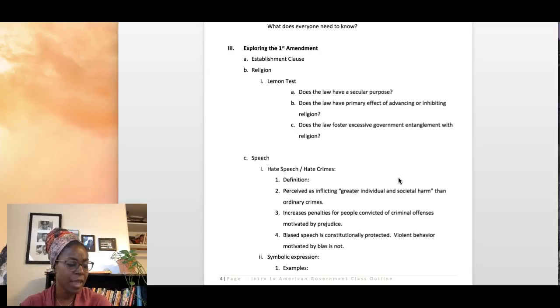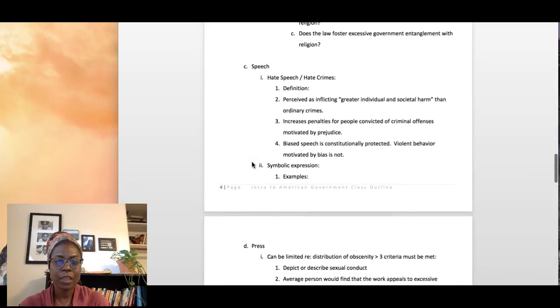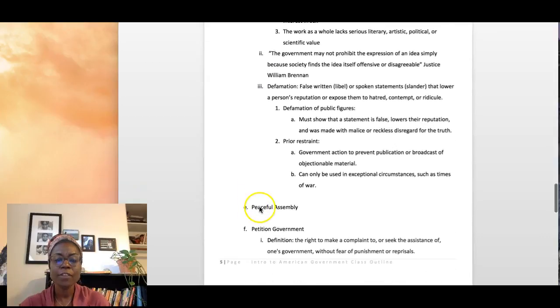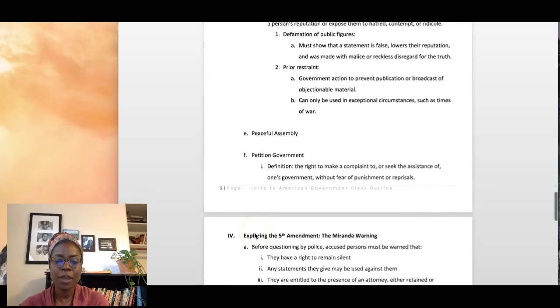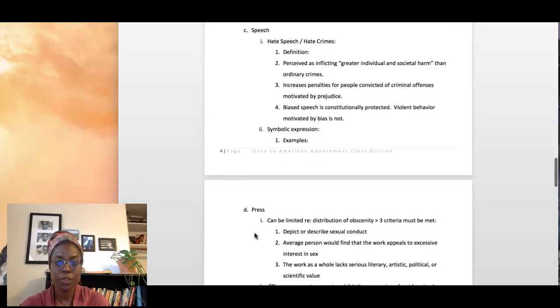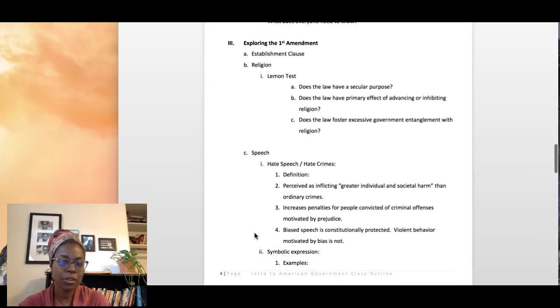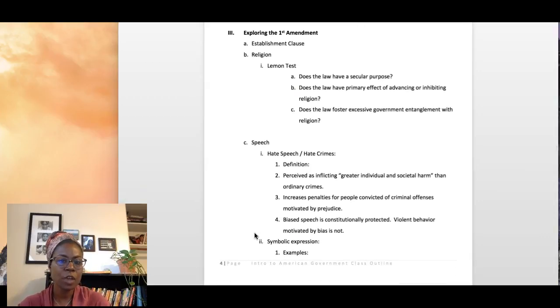The First Amendment actually covers the establishment of religion. Here, Section B, it covers freedom of speech. C, it also covers freedom of the press, the right to peaceful assembly, and the right to petition the government for grievances. All of that is contained in the First Amendment, which is why we're going to spend some time talking about it. So it's often referred to as the Establishment Clause.